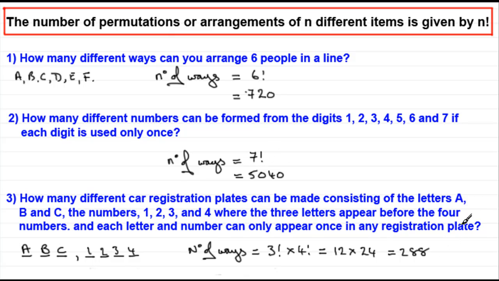Okay, so you need to take care with questions like this, but I hope that's given you some idea of how to arrange n different items. It's always going to turn out to be n factorial.